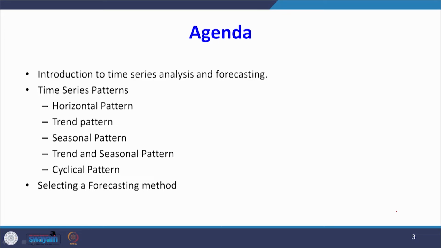There are 5 types of pattern. One is a horizontal pattern, then trend pattern, seasonal pattern, trend and seasonal pattern, and cyclic pattern. Finally, after looking at the different patterns, I will explain how to select the correct forecasting method.